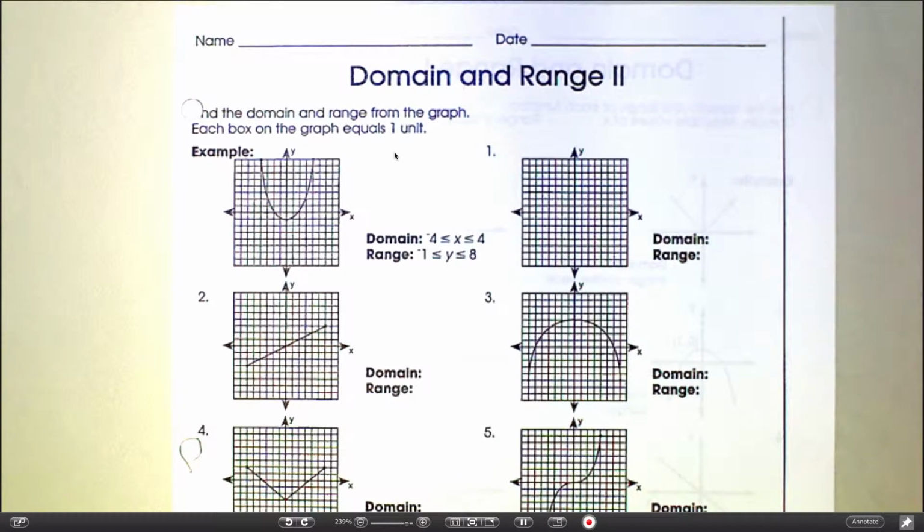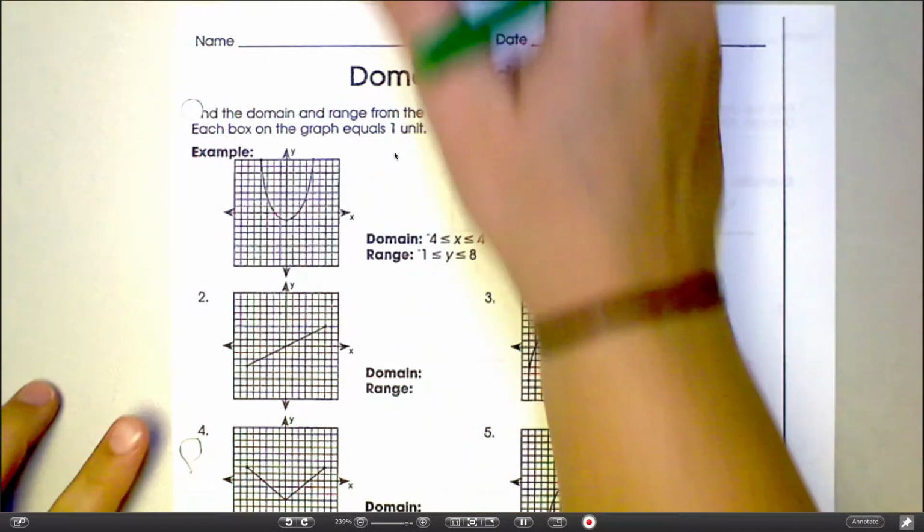About domain and range. What I'm really asking you is what values x is allowed to be and what values y is allowed to be. And to tell that from a graph, you have to look at what x values it covers on the graph. So let's take a look at the first example, this one up here in the corner. It just says example.